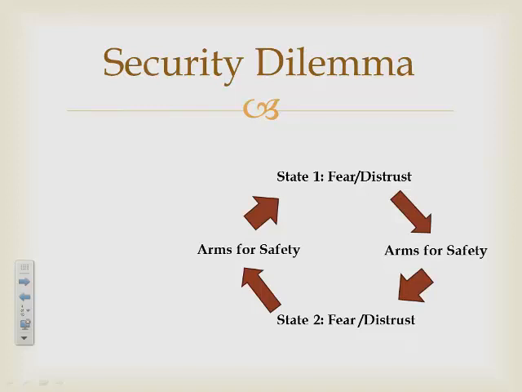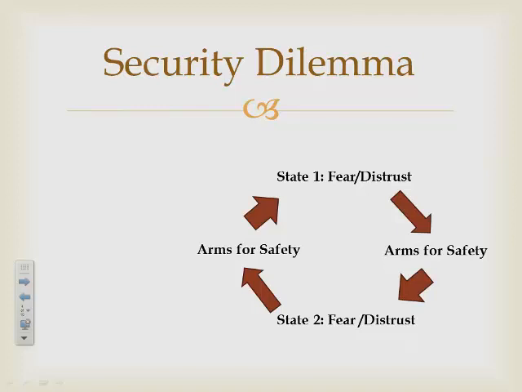Well, if State 1, which is Ukraine, has a fear or distrust of State 2, Russia for instance, the leaders within Ukraine may decide that it's better for them to become more powerful and to arm themselves, and so they may increase their military strength. They may call up more soldiers, they may buy more tanks, do these things so that in case Russia decides to do something, they're prepared.